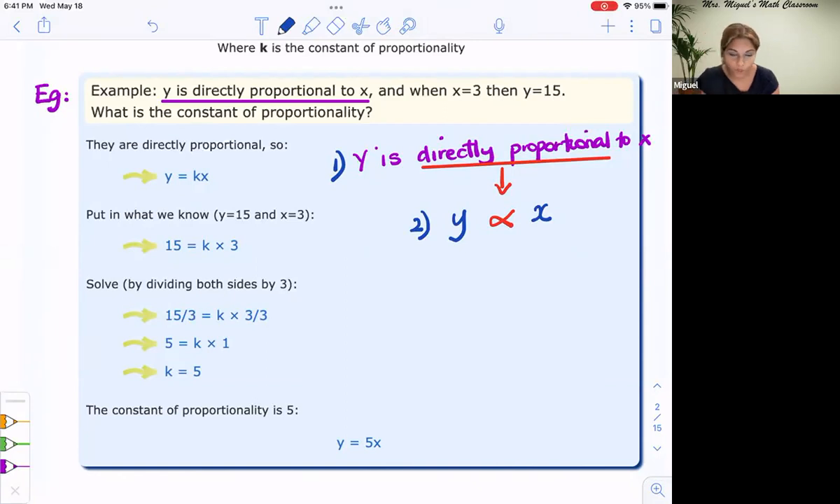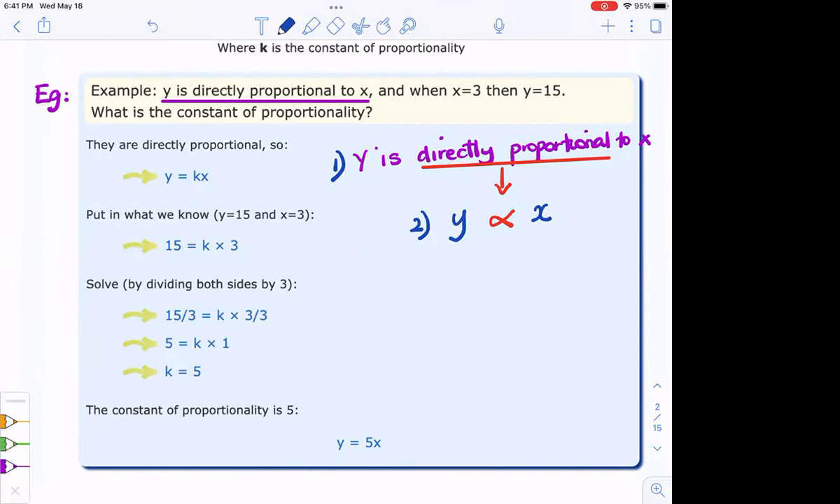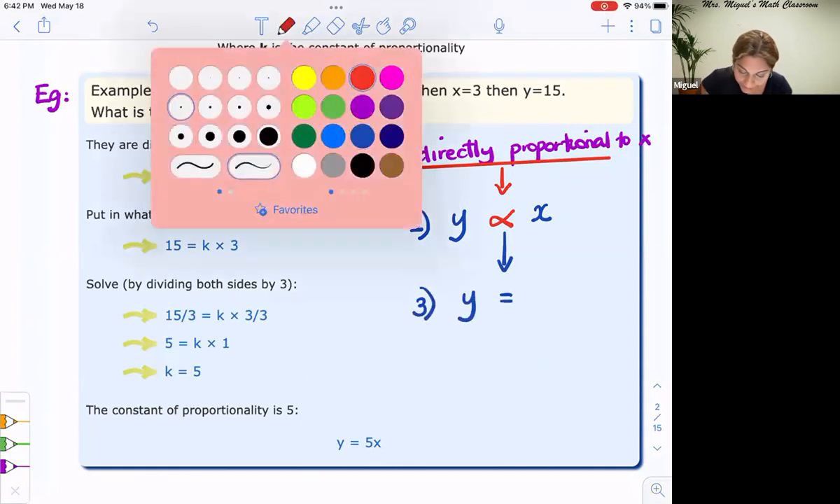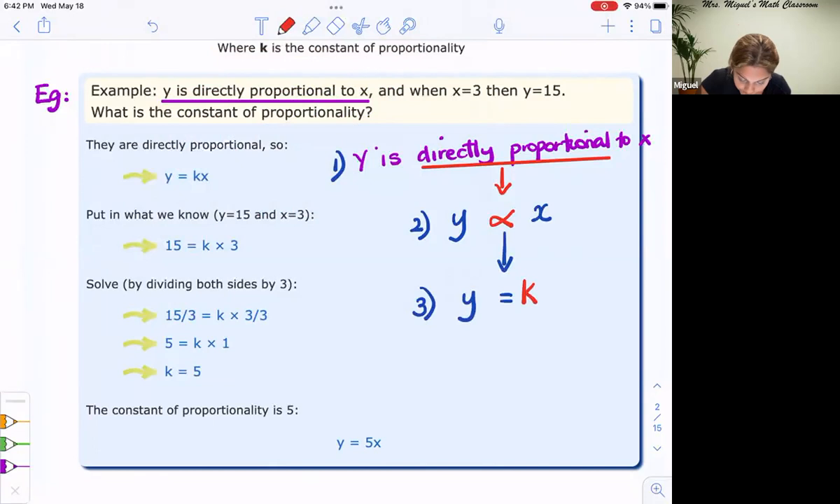Finish, miss. No, I still don't have an equal sign. I can't interpret that. So I need to restructure this expression for it to be an equation. So you see this, I need to make it an equal sign. And by doing so, I have to introduce a constant of proportionality, K.